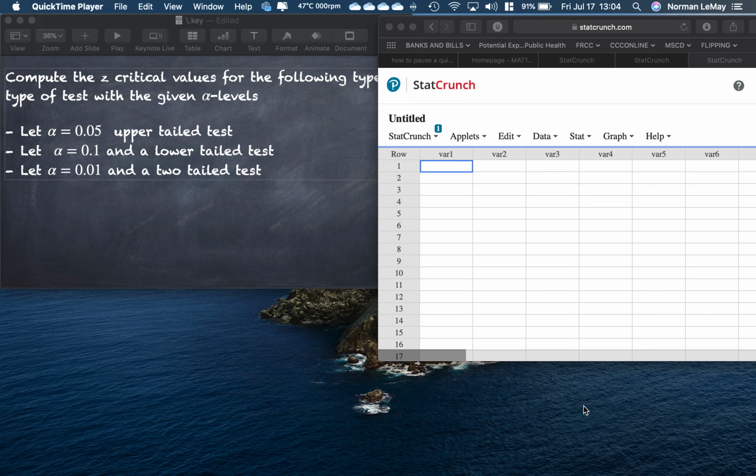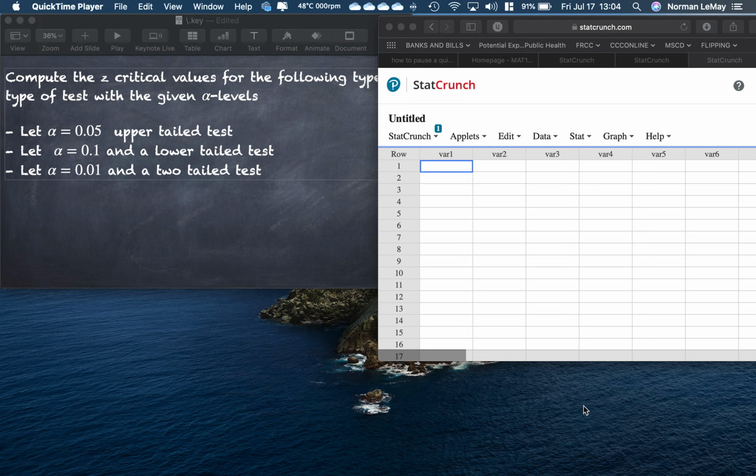Second, I would like to talk about computing the T critical value. The T critical value is used with means. So whether you have a single mean, this will work. Whether you have two means dependent or two means independent, this method will work.